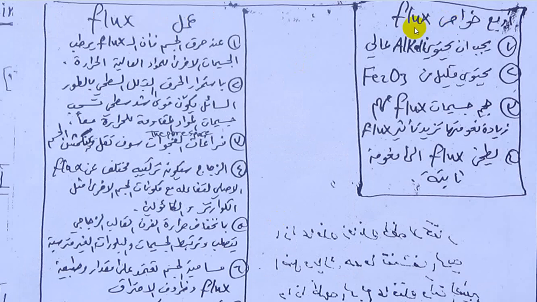There are four features of the flux, as you can see in front of you. First, the flux should have a high alkali content, not a huge quantity but a high content.